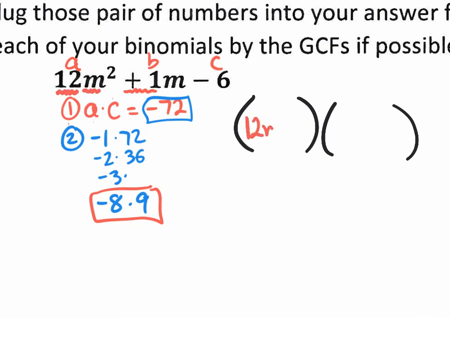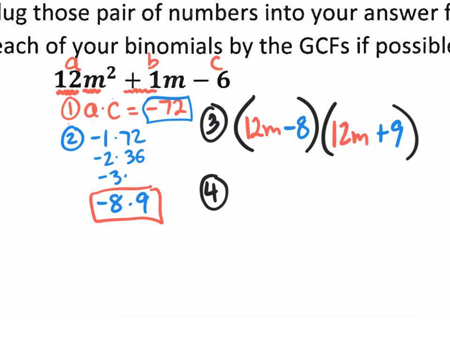In this case, it's a 12m. Put 12m on both. And then you take this pair of numbers from step 2 and plug them in right here. So you're going to take the negative 8, plug it in there, the positive 9, plug it in there. Let's do that. Negative 8, positive 9. And that was step 3. Let's go for the 4th magical step.